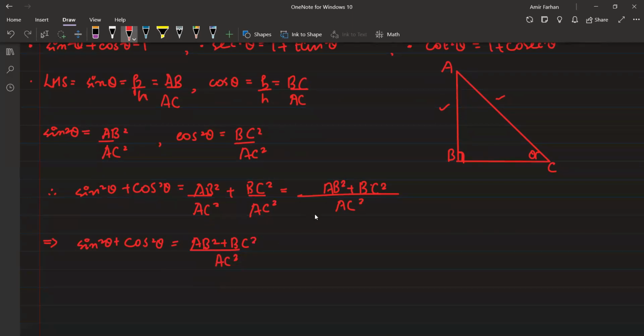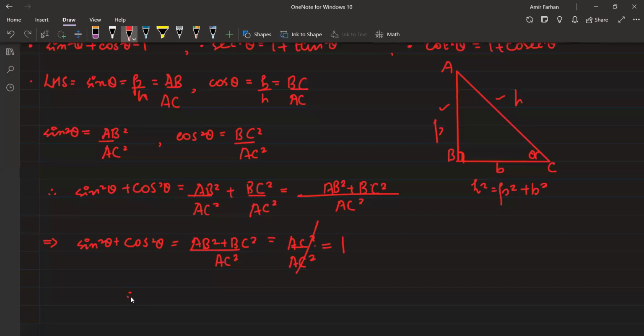Adil, tell me. Isn't it equal to AC square, Adil? This AB is P, BC is base, P square plus B square equals H square, Pythagoras theorem. This is P, this is B, this is H. Adil, yes or no? Yes. Can we write AB square plus BC square as AC square? Yes. So it cancels out to 1.